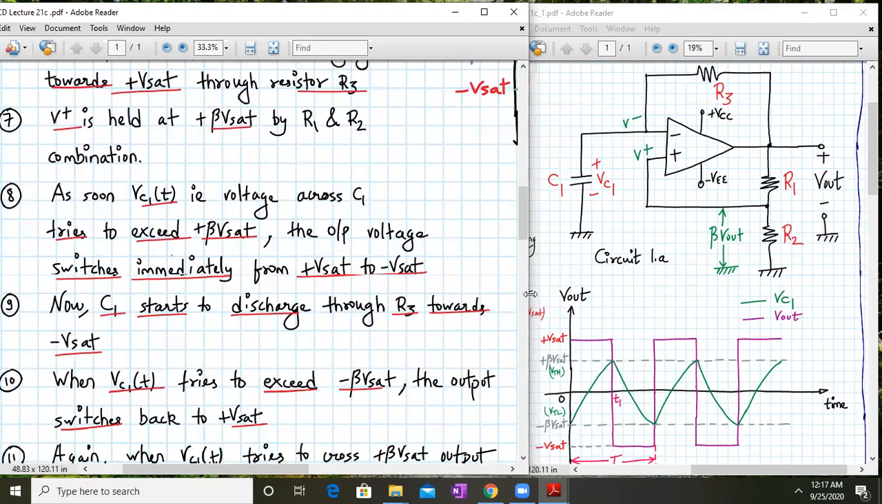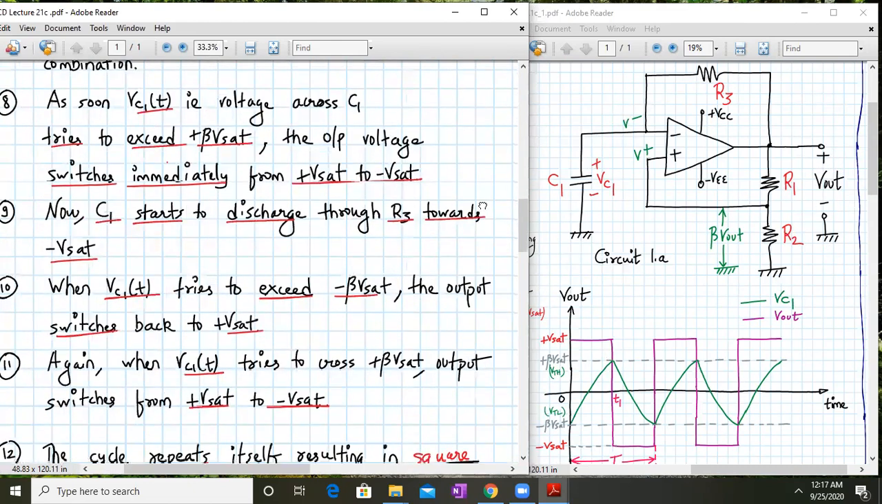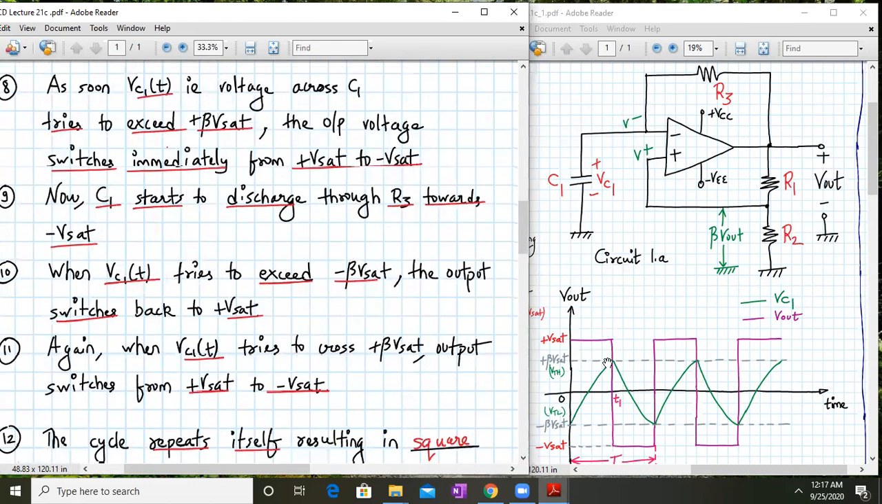The output will immediately switch from plus VSAT to minus VSAT, and now the capacitor starts discharging through R3 towards minus VSAT, because right now the output is at minus VSAT. When the capacitor discharges, it should discharge towards minus VSAT. But whenever the voltage across the capacitor tries to exceed minus beta VSAT, again the output switches back to plus VSAT from minus VSAT.